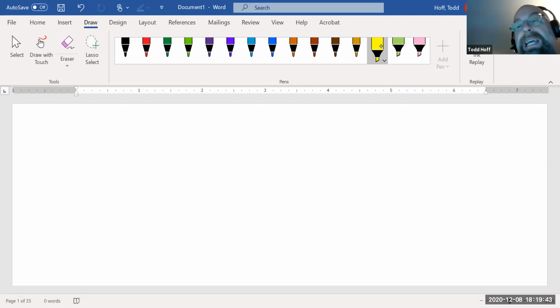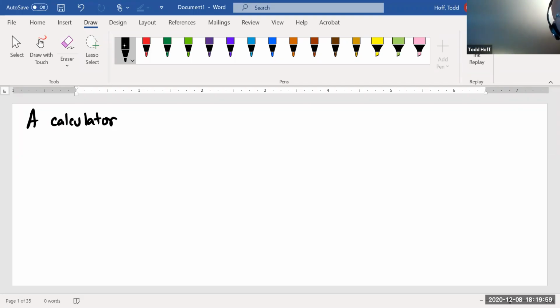Let's do one more example using graphing just to get a word problem in here. Let's do this one. Let's say a calculator company makes scientific calculators and graphing calculators.